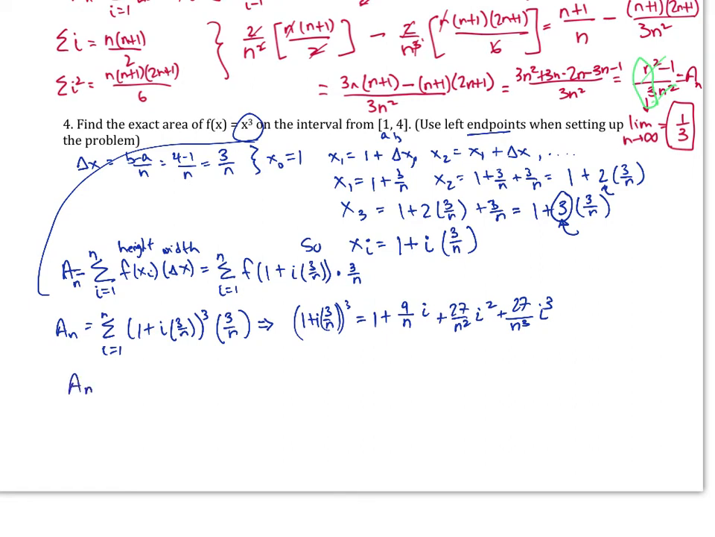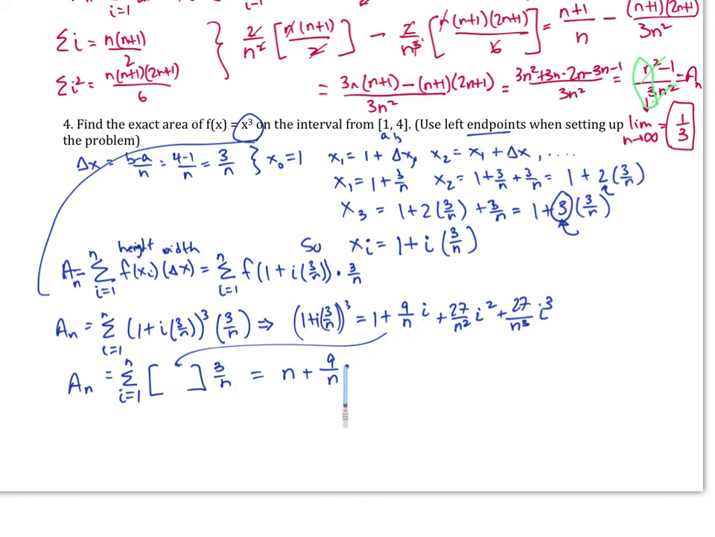So a sub n is going to be the sum from i equals 1 to n. And now I'm putting all of this in, and you end up with this in here times the 3 over n. And now doing your summation, you'll end up with n plus 9 over n times, and I'm putting in the summation formulas, right? The summation of 1 right here, when I take this, is just the n, okay?